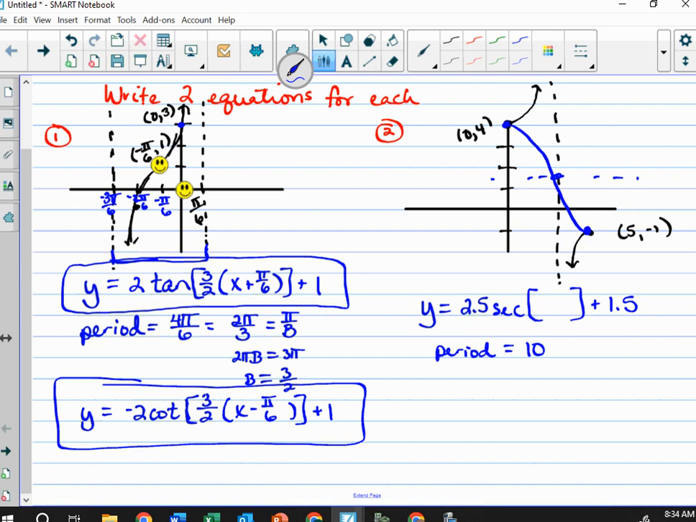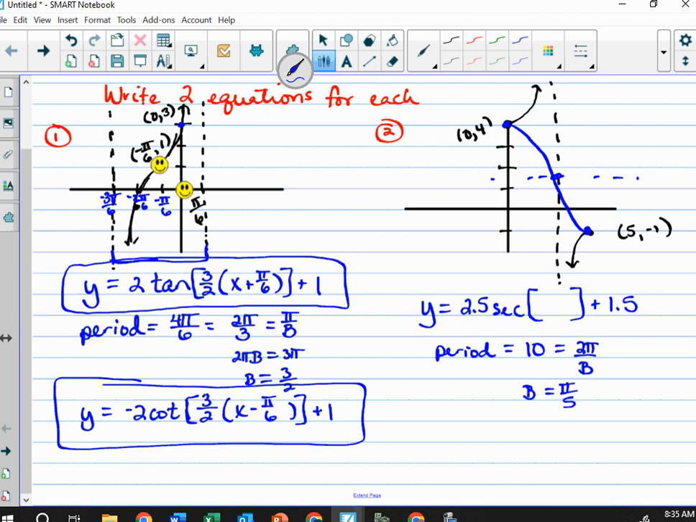Okay, 10 is not what I need in my equation, though. I have to solve for the b value. So what do I set 10 equal to? For tangent and cotangent, it was pi over b. What is it for this? Yeah, 2 pi over b. And then you're just algebraically solving. What do we get for our b value at the end? Pi over 5, guys?